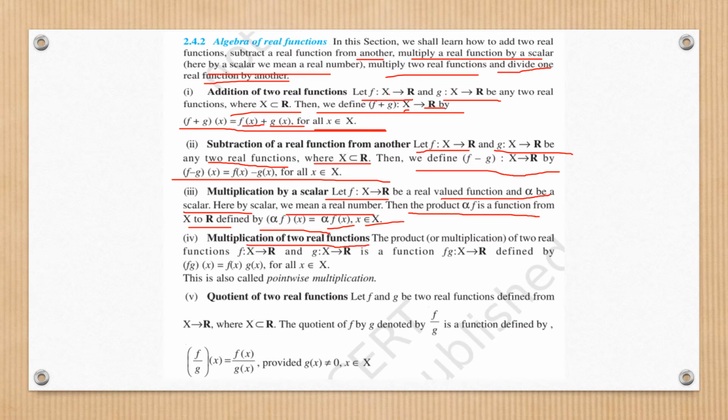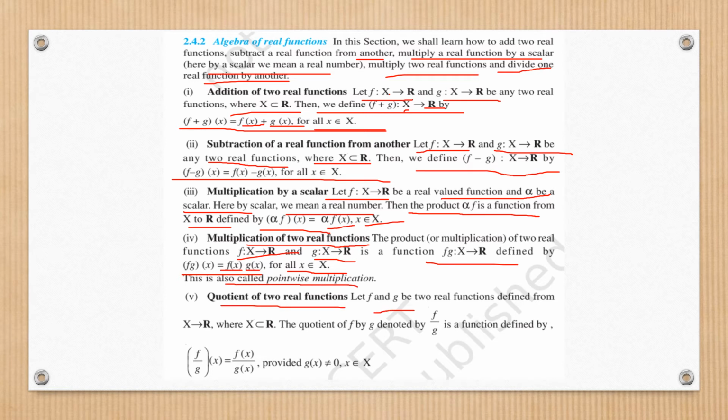Multiplication of two real functions, right? So a function f mapping from X to R, g mapping from X to R. So the product fg will also be a mapping from X to R and will be defined as (fg)(x) is f(x) into g(x), meaning you multiply the two functions and you get the answer, for all x belongs to X. And this is also called pointwise multiplication.